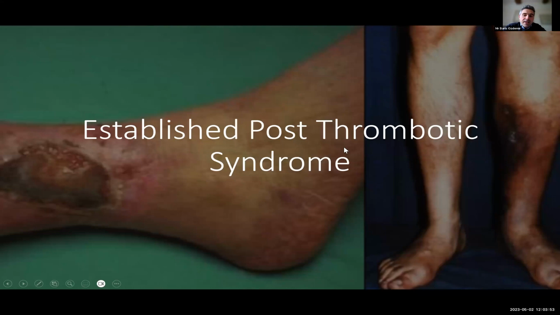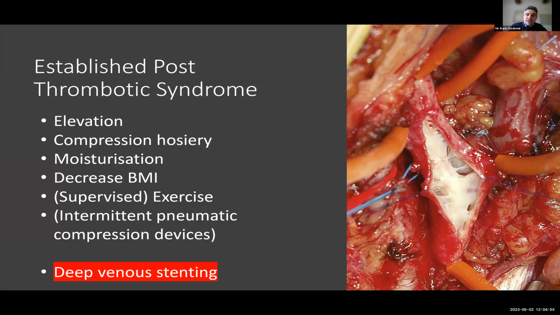So let's say none of this happened, or the patient developed post-thrombotic syndrome despite best medical therapy. What can we do then? Well, again, we can elevate, compress, teach about skincare, encourage weight loss, encourage exercise, use compression devices. But very often with established post-thrombotic syndrome, other than compression hosiery, which I think does help, we don't necessarily make things a lot better. And that's because of the way these veins have become.